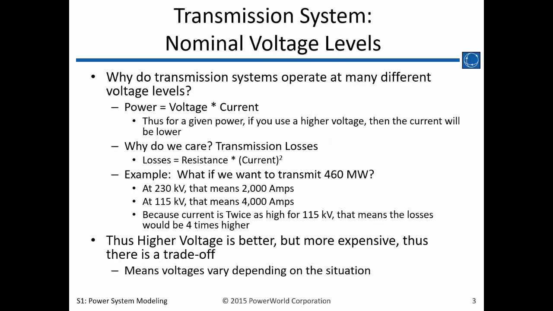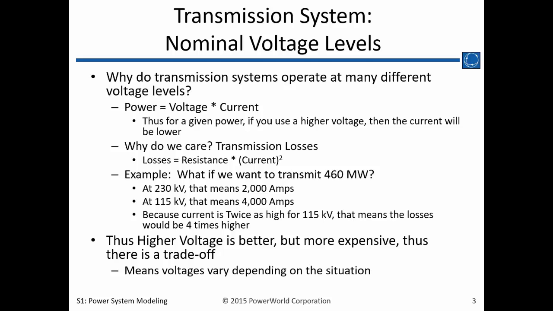Okay, so starting with nominal voltage levels, it's just a matter of discussing why transmission systems operate at many different voltage levels. The reason is that power is equal to voltage times current. So for a given power, if you use a higher voltage, the current will be lower. Why do we care about that? We care because of transmission losses, which are a function of the square of the current. So if we can keep the current lower, we can reduce losses. By transmitting at higher voltage, we have lower losses for the same amount of resistance. So that's why we care about different voltage levels.